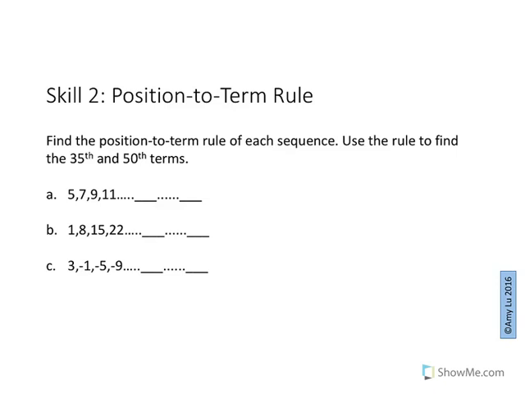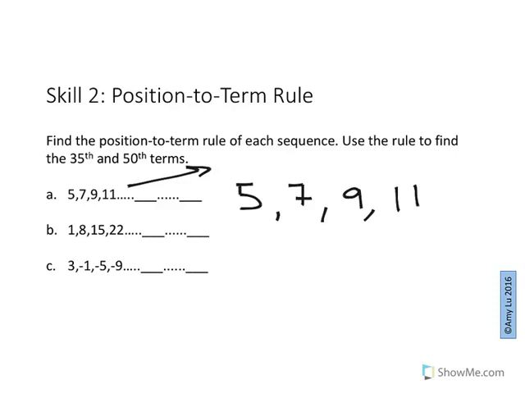Now, skill 2, position to term rule. In order to understand this, you must understand term to term. The instructions read, find the position to term rule for each sequence. Use the rule to find the 35th and the 50th terms. So let's go ahead and enlarge this. 5, 7, 9, and 11.